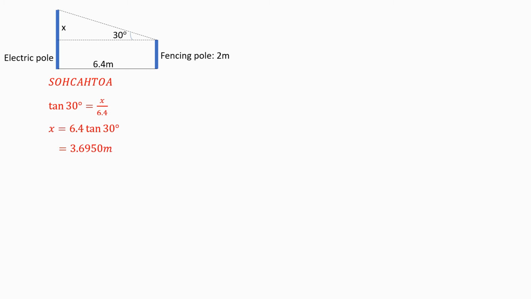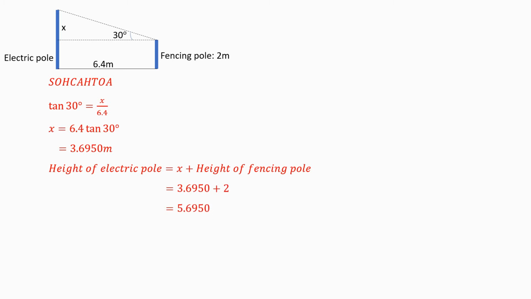3.6950. So the height of the electric pole will be x plus the height of the fencing pole. Substitute, we have 3.6950 plus 2, which is 5.6950, and we are supposed to give the answer to one decimal place. That becomes approximately 5.7 meters.